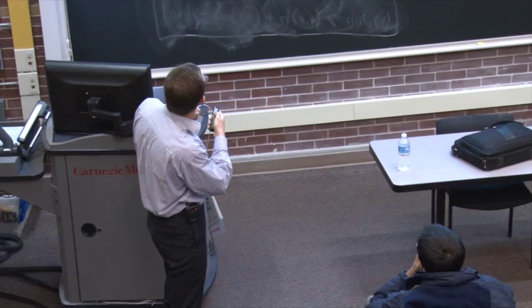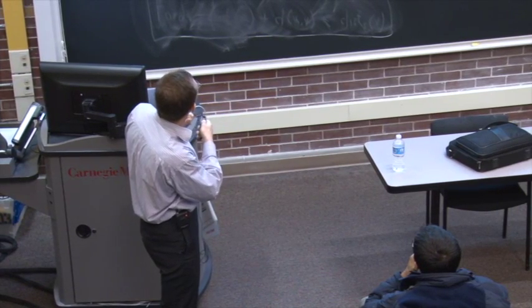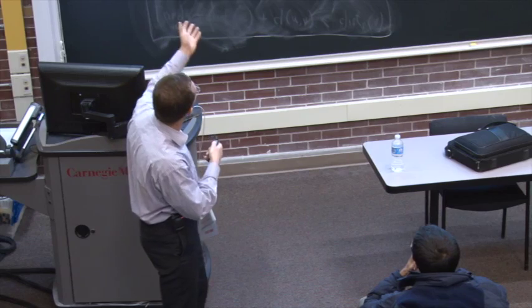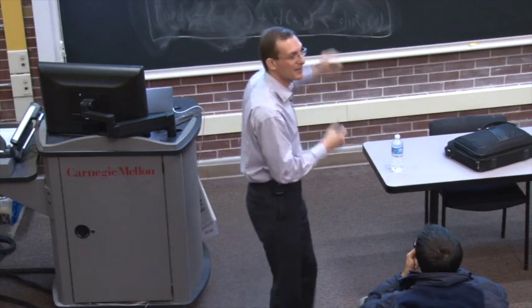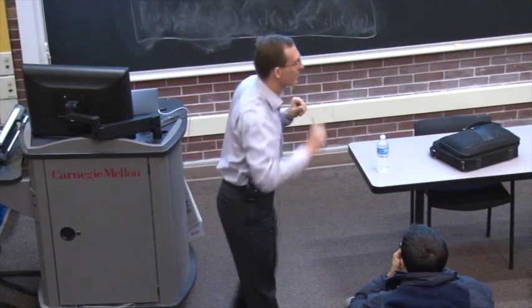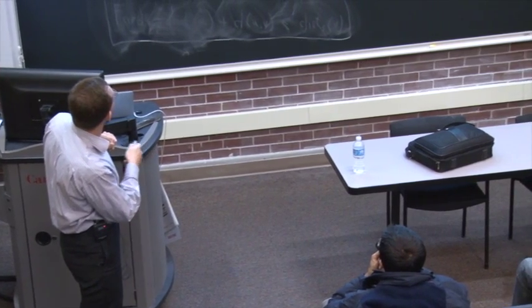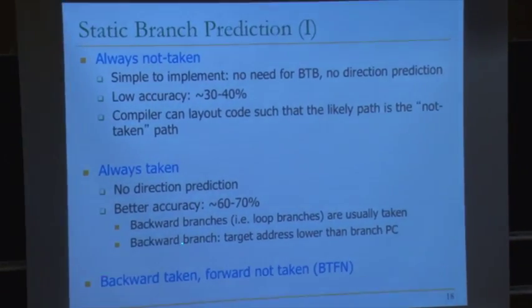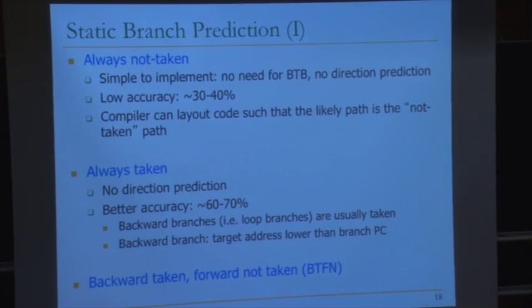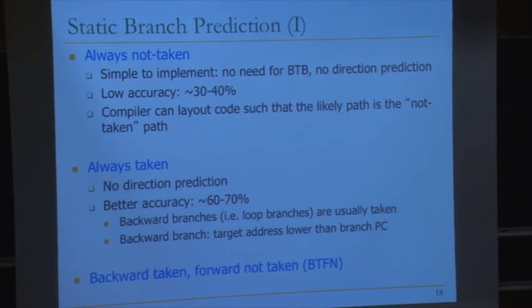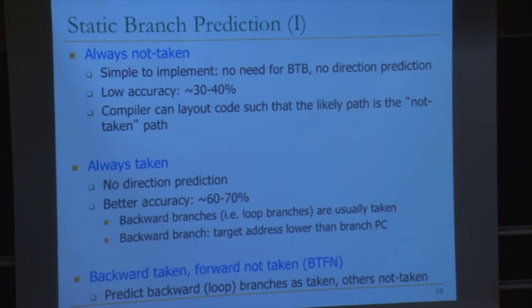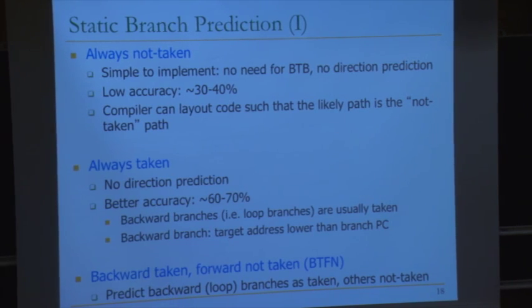So you get better accuracy, 60 to 70%, because backward branches are usually taken. Well, what is a backward branch? You know that the target address is lower than the branch PC, right? It goes backwards in program code. So people have actually realized something else as they looked at branch prediction. They figured out that backward branches are usually taken, but forward branches are usually not taken. So now people are starting to classify branches, right? In this case, when the hardware comes to a backward branch, it predicts the branch as taken. Otherwise, it predicts the branch as not taken.